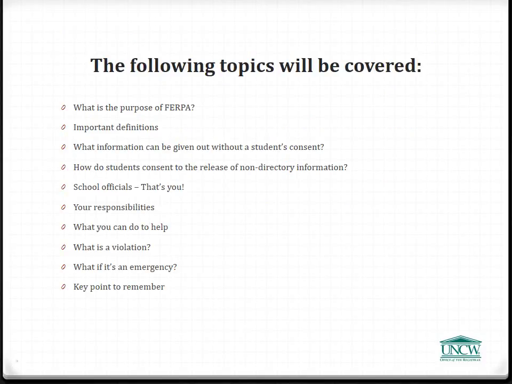In this training, we will discuss the following topics: the purpose of FERPA, important definitions, the types of information that can be given out without a student's consent, the process in which students can consent to the release of non-directory information, school officials, your responsibilities, what you can do to help, violations, what to do in case of an emergency, and one key point to remember.